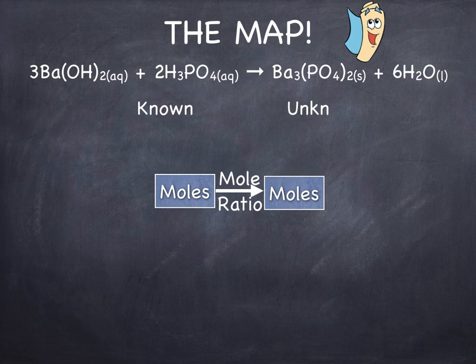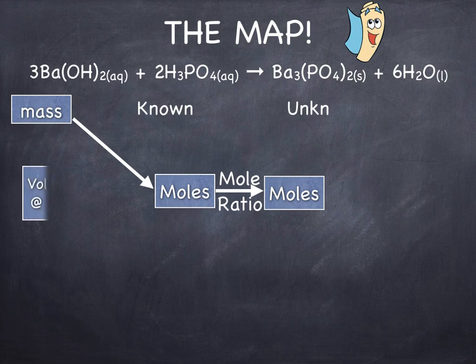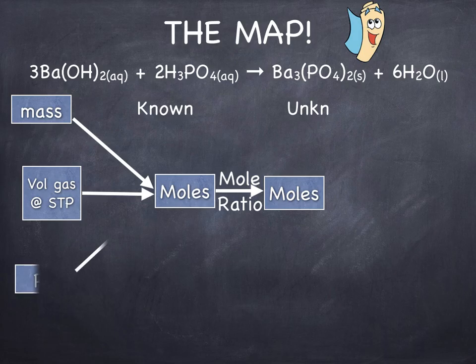So we have this link between known and unknown, which is the mole ratio, but we very rarely in a lab situation measure things in moles. Usually, if we have solids, we're going to try to measure them based on mass. If we have gases, we're going to measure those in volume, if, of course, we're at standard temperature and pressure. And then, of course, we can also do the conversion to representative particles.